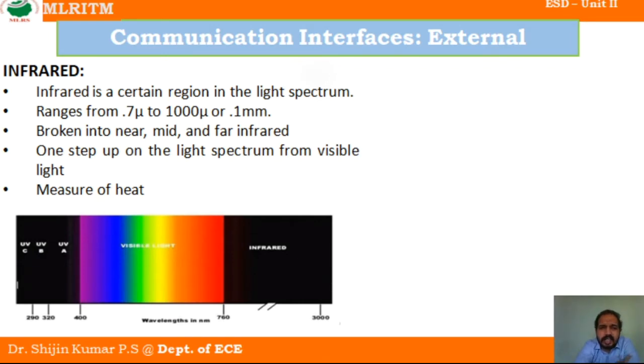It is a certain region in the light spectrum, that is, we cannot see infrared rays. But it has some good properties. It has a higher wavelength, and the wavelength ranges from 0.7 micrometer to 100 micrometer or 0.1 millimeter. This infrared is again divided based on the frequency, like near infrared, mid-range infrared and far infrared.